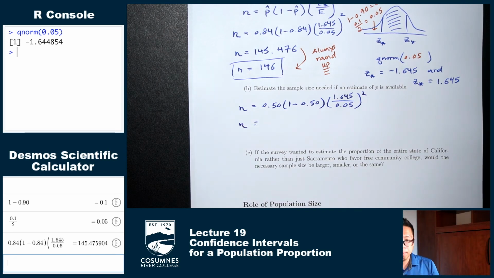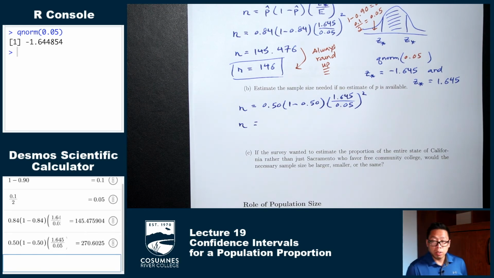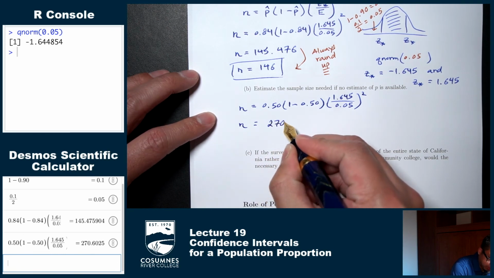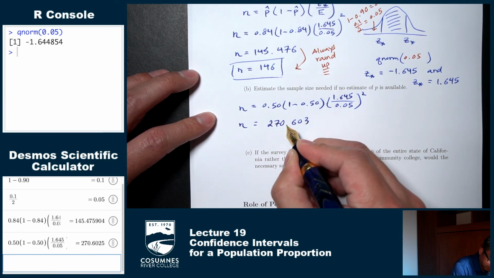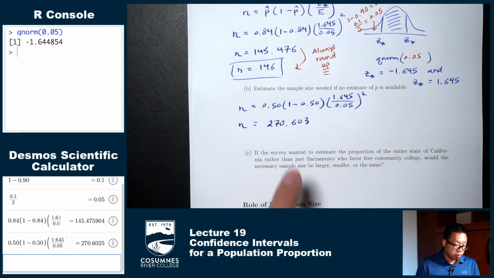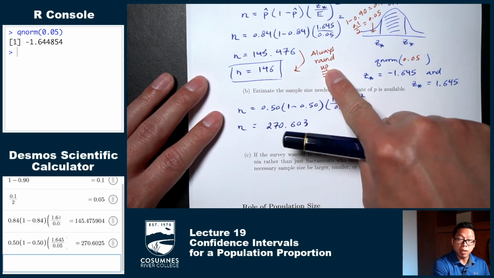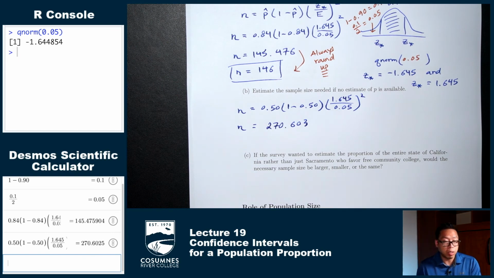So on a calculator, 0.50, 1 minus 0.50, 1.645 over 0.05, close parentheses, don't forget the square, 270.603. Okay, we're talking about how many people we should ask for a sample. Does it make sense to have decimals? Does it make sense to have 0.603? How do we round? Always round up. So we're going to round up to 271.